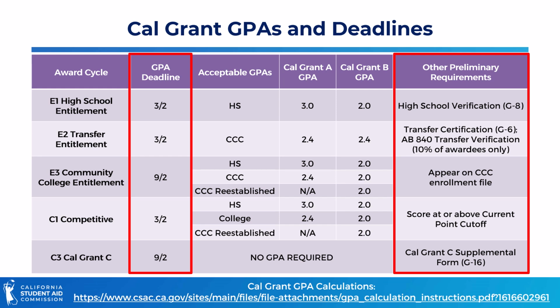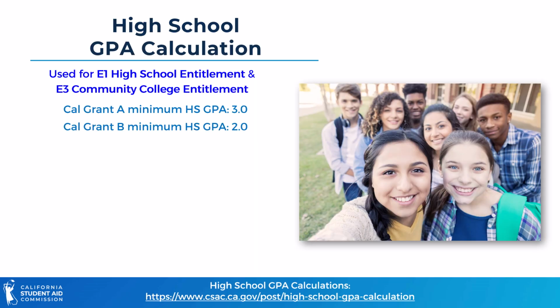E2 transfer entitlement students will need to complete the G6 transfer certification on their Web Grants for Students portal. E3 community college entitlement students will need to be on the community college's enrollment file, which will be done on the school's end. Students awarded a competitive Cal Grant will need to score at or above the scoring matrix. And finally, Cal Grant C students will need to complete the Cal Grant C supplemental form in their Web Grants for Students account.